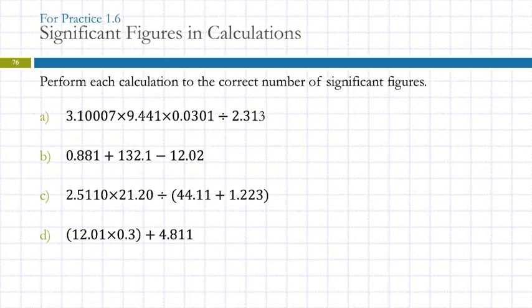Okay, let's do some examples. So get your calculator out. So we got 3.10007 times 9.441 times 0.0301 divided by 2.313 equals.